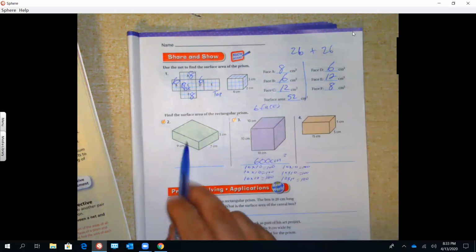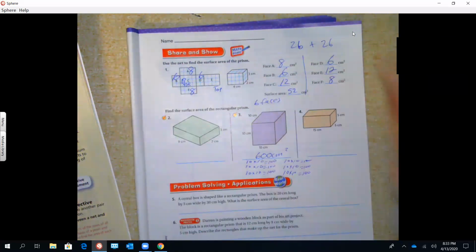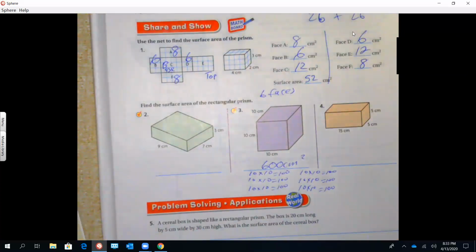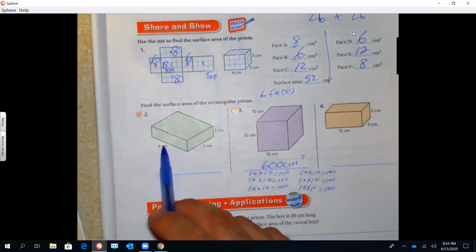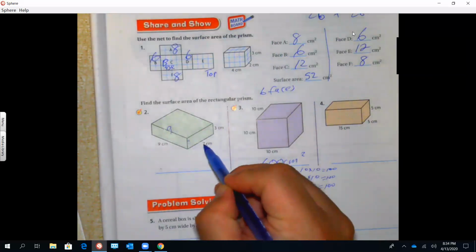Now let's look at number 2. Well, we know we have 6 faces. So we have to get a set of doubles. So we know that we have a 9. This is a 9. So this has to be a what? A 9. This is a 3. So this has to be a 3. That's a 7. So this has to be a 7.